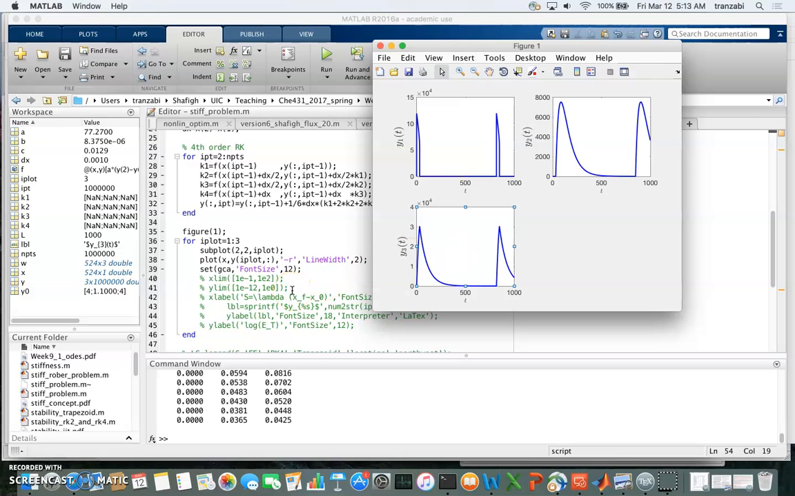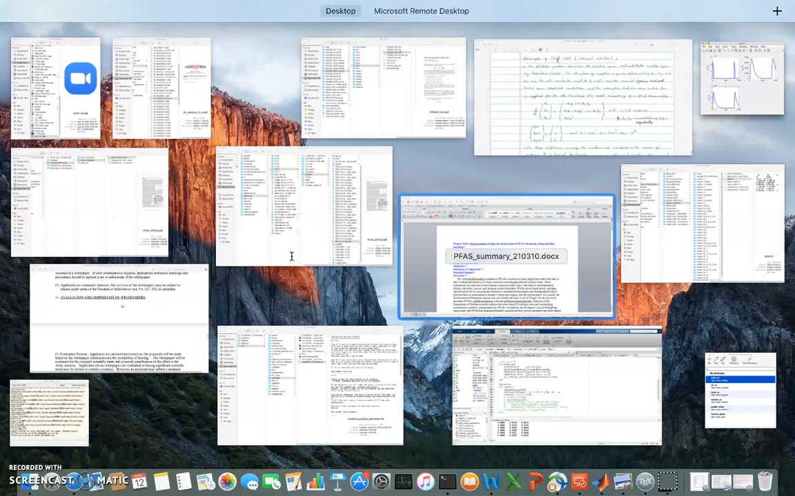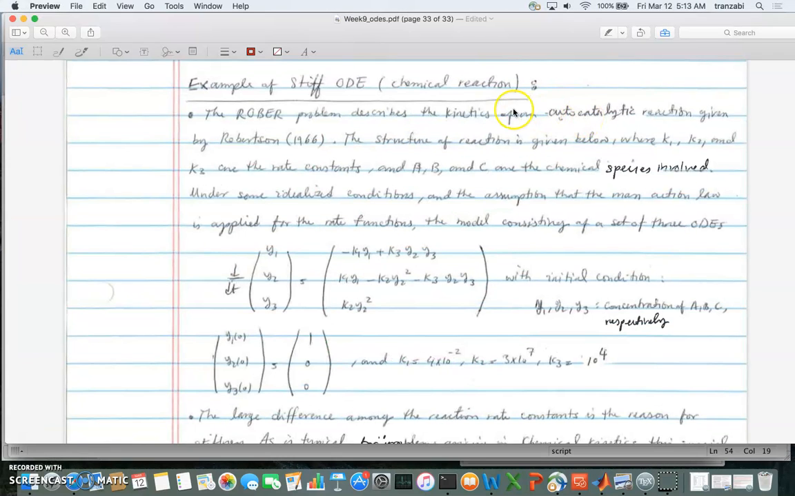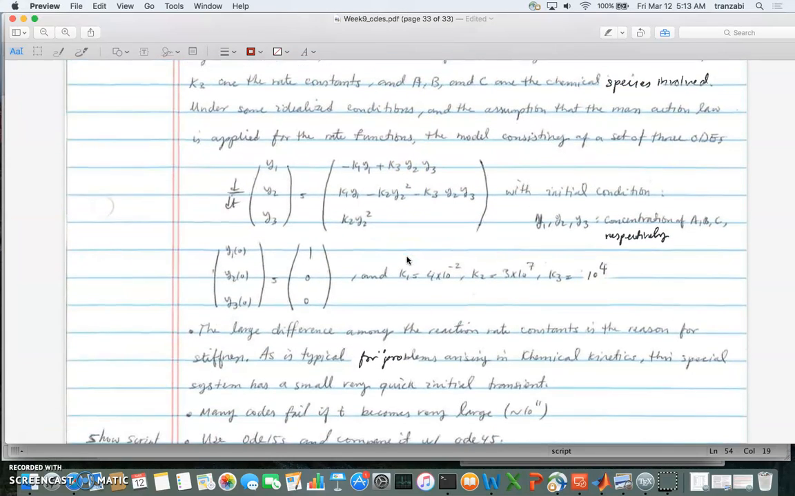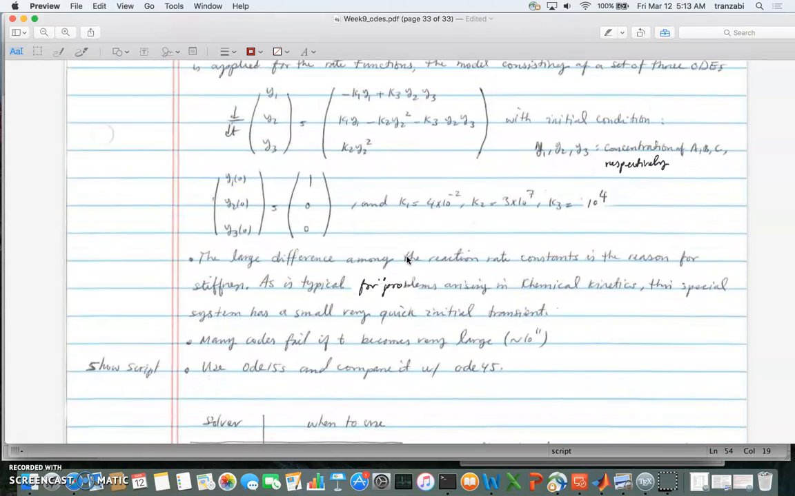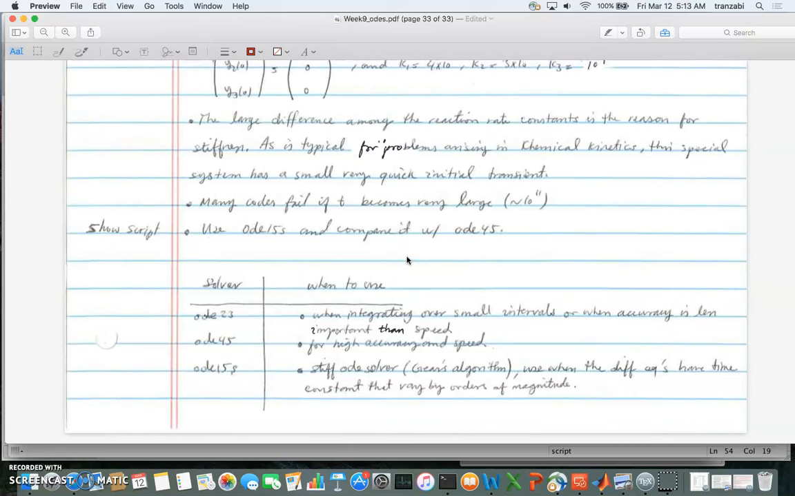Okay, so that almost ends our discussion on stiff ODEs. So we talked about ODE45 and ODE15S. So again, to recap, the first thing you may want to try is ODE45. If the problem is stiff and has time constants that vary in multiple orders of magnitude, then ODE15S is, I think, the best shot. ODE23 is usually if the accuracy is not important, but we want to solve things really fast.